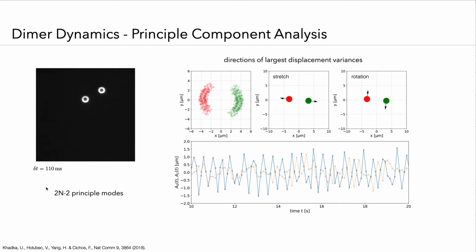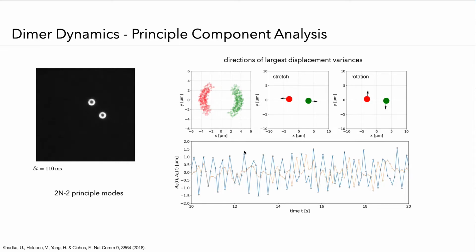So in principle, you have 2n minus 2 principal modes. For 2 particles, there are actually 2 principal modes which you can detect, and that are a stretch of the bond and a rotation of the whole object. So these vectors are the outcome of the principal component analysis. It directly gives you that from an analysis of the variances. And if you look at the dynamics of the individual components, for example, the stretch, you see here that it is almost triangular. You have that kind of triangular motion.